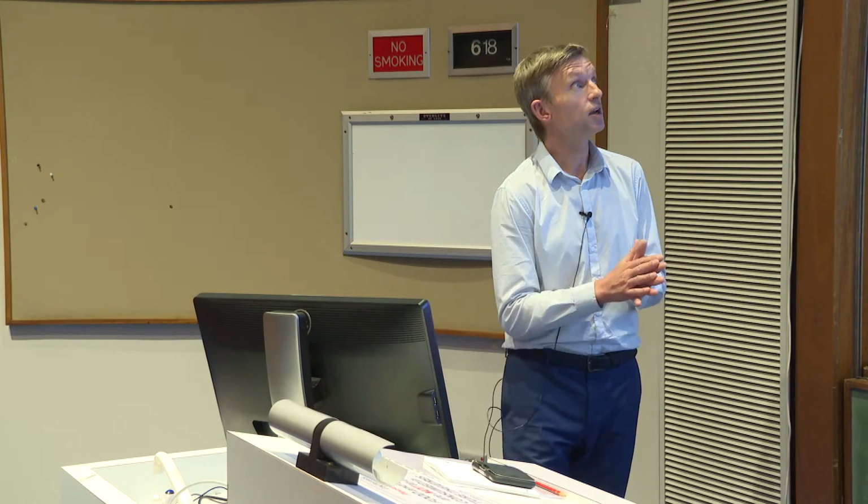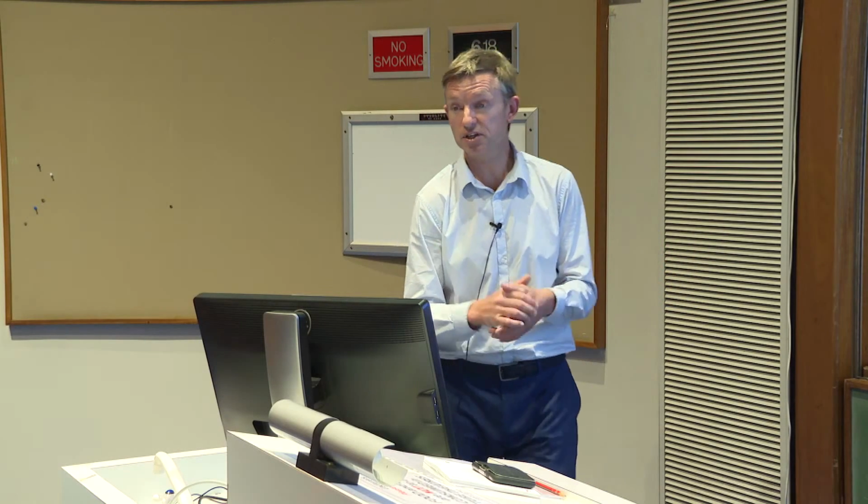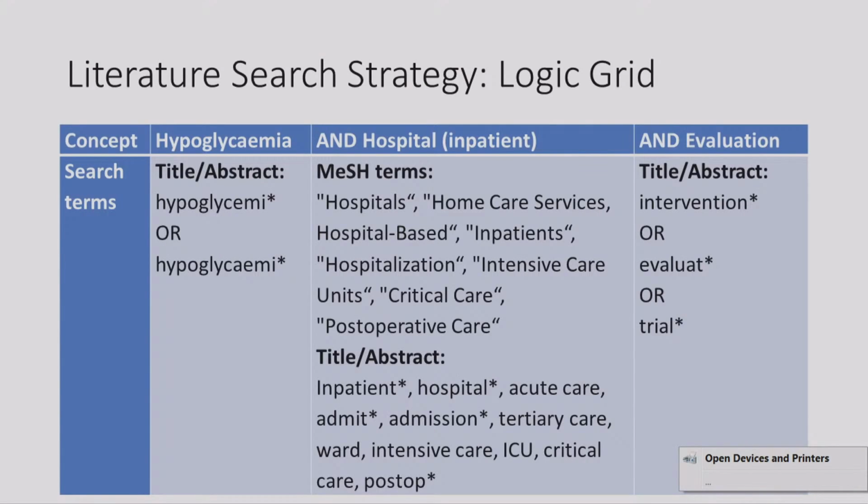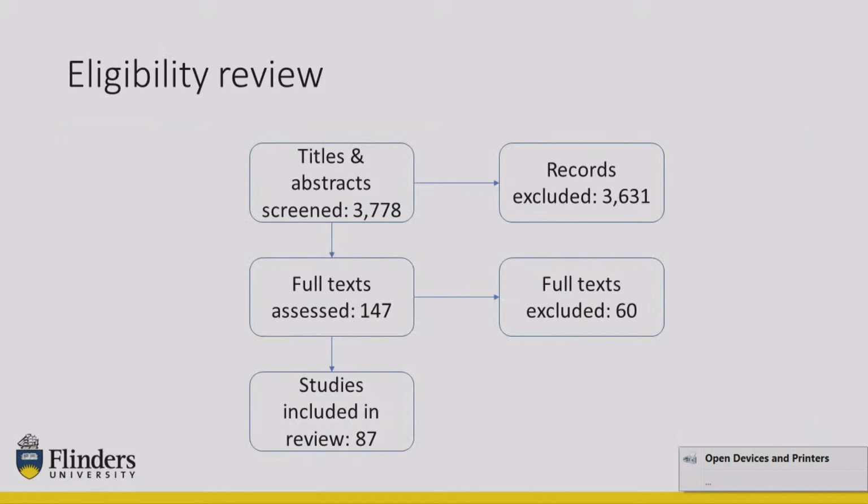And so to do that, we're undertaking a literature search. This is just to illustrate that it's a relatively simple search strategy that we've defined. We've got our concepts across the top, so we're interested in studies that report on hypoglycemia in hospital and their evaluations. And this is a standard set of search terms that you might use to identify those types of studies. So we did the search, we reviewed all of the titles and abstracts, so we identified almost 4,000 titles and abstracts. When we reviewed those, it came down to 147.